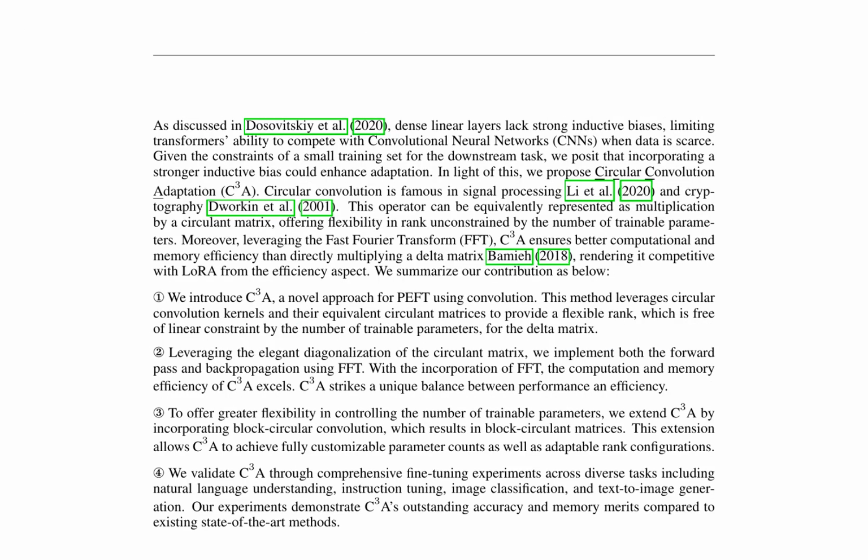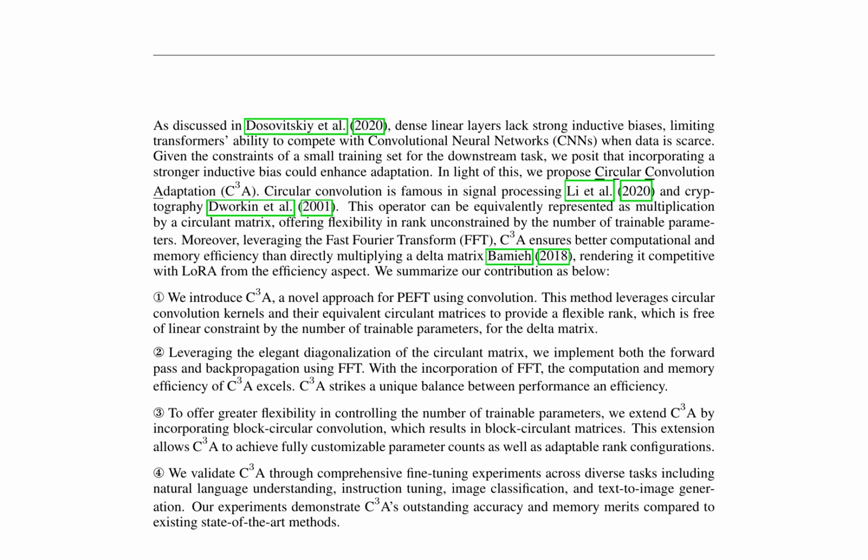This research paper introduces a novel approach for parameter-efficient fine-tuning, called circular convolution adaptation, C3A. C3A utilizes circular convolution kernels and their equivalent circulant matrices to provide a flexible rank for the delta matrix, which is free from linear constraints by the number of trainable parameters. By leveraging the fast Fourier transform, FFT, C3A ensures better computational and memory efficiency compared to directly multiplying a delta matrix, making it competitive with LoRA in terms of efficiency.